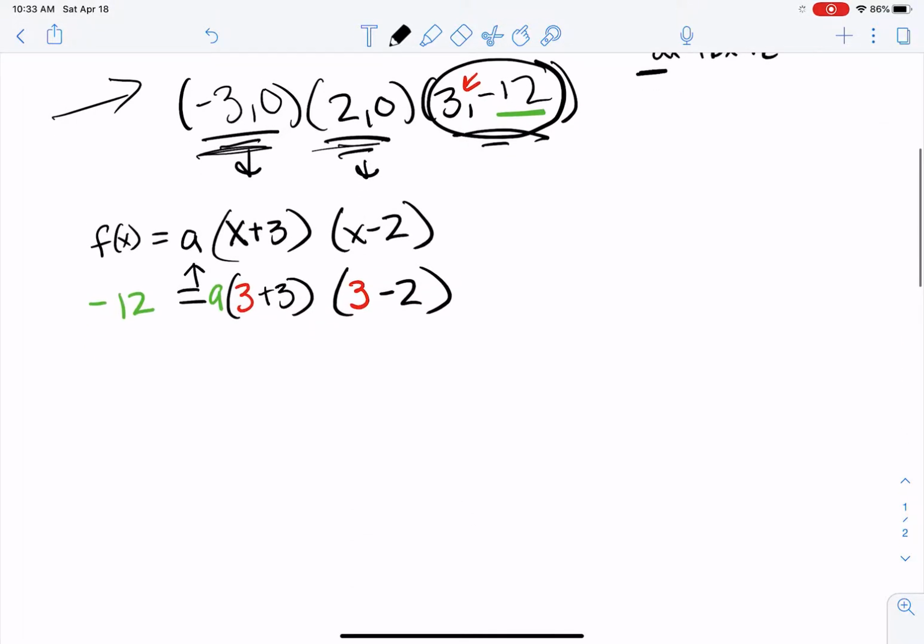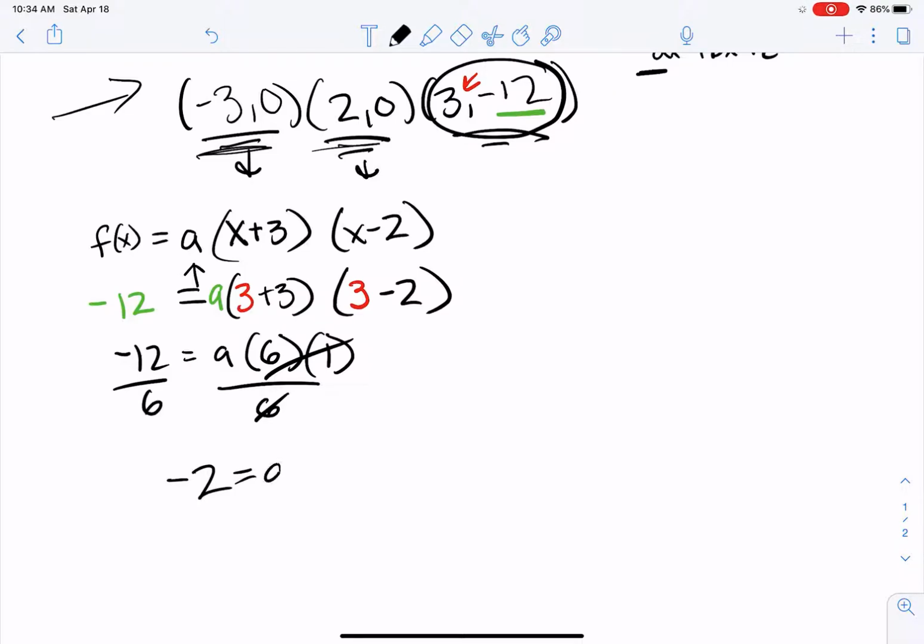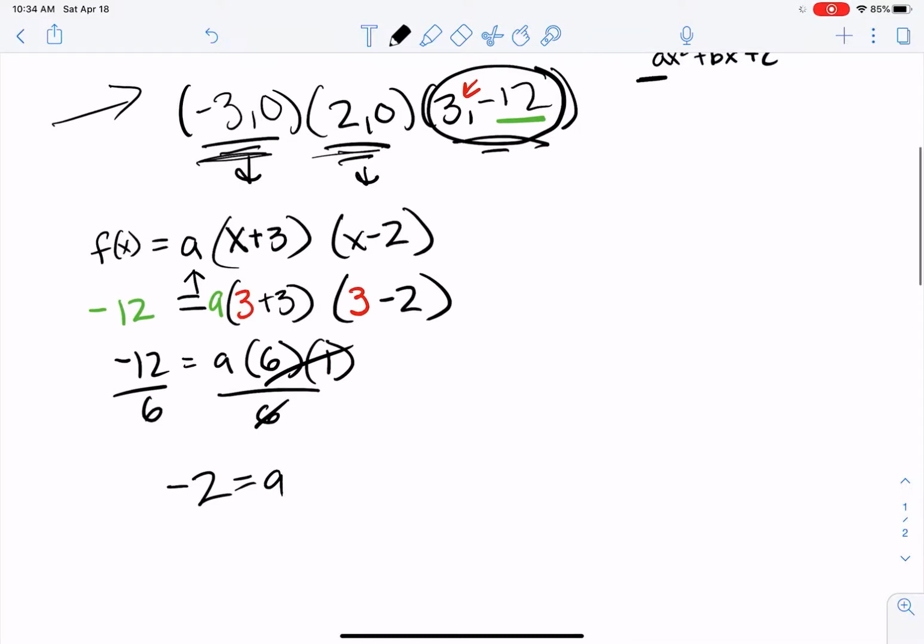Okay, so now I have the ability to solve for a because it's the only variable left. So I'm going to go ahead and solve for a. 3 plus 3 is 6. So now I have a times 6 times, 3 minus 2 is 1, and that all equals negative 12. So now I get 6 times a equals negative 12. I need to divide by 6 to make them cancel out. Again, explain each step. Why are you doing the things you're doing? Negative 2 equals a.